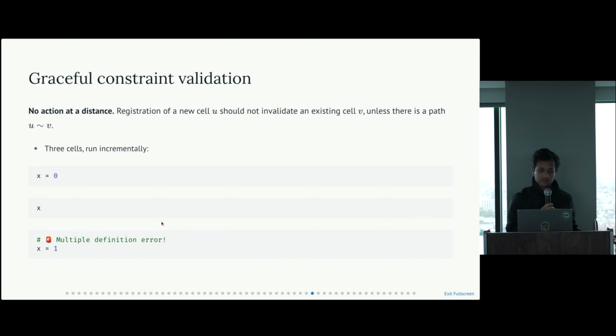And I mentioned we have some constraints, such as you can't redefine the same variable twice. You want to enforce those constraints gracefully, in a way that doesn't just upset the user. So one principle we have is no action at a distance. If you register a new cell, say you have these 3 cells and run them one at a time, when you run that third cell, you'll get a nice error in Marimo saying multiple definition error, but it's not going to go and invalidate the previous cell that had already defined X. You can formalize that in the sentence that I have here, but that's the basic principle.